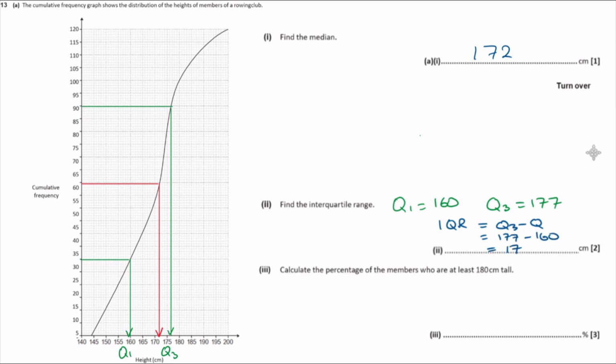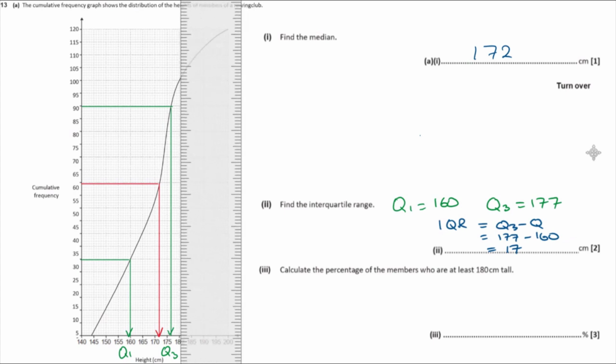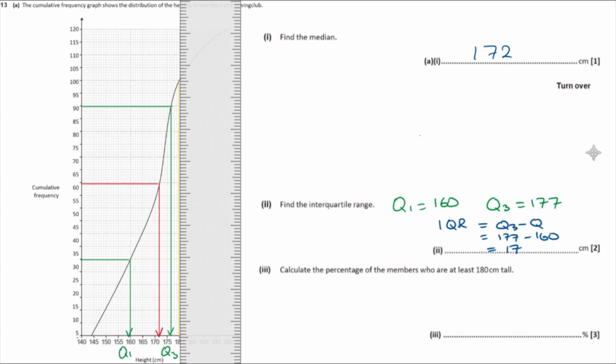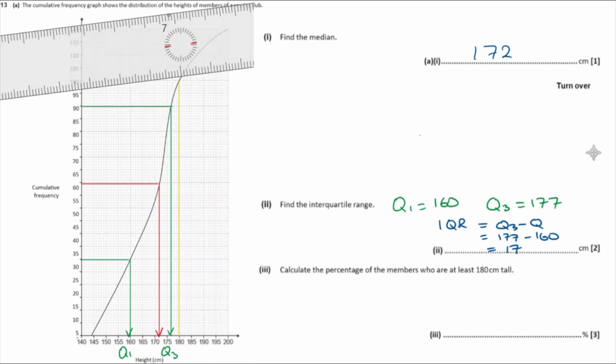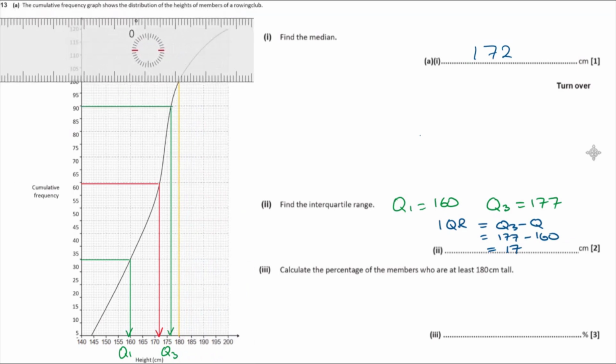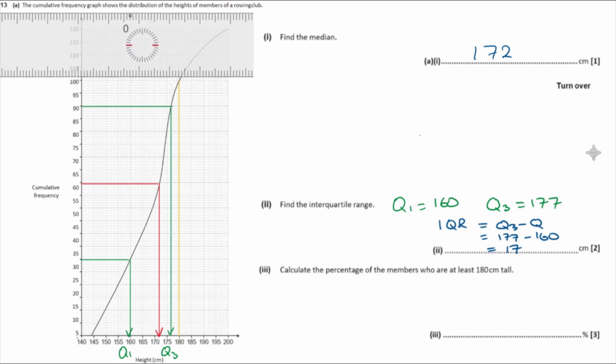And then finally it says calculate the percentage of members who are at least 180 centimeters tall. Okay, so far we've been reading the cumulative frequency across and then down to find the actual heights. This time we're going to have to go the other way around. So we're going to have to find our height of 180 centimeters, which is here on the graph. And this time we're going to read up to the graph and across. Okay, so reading up from 180 till we hit the curve, and then turning and reading across. I seem to be bang on 100 for mine.